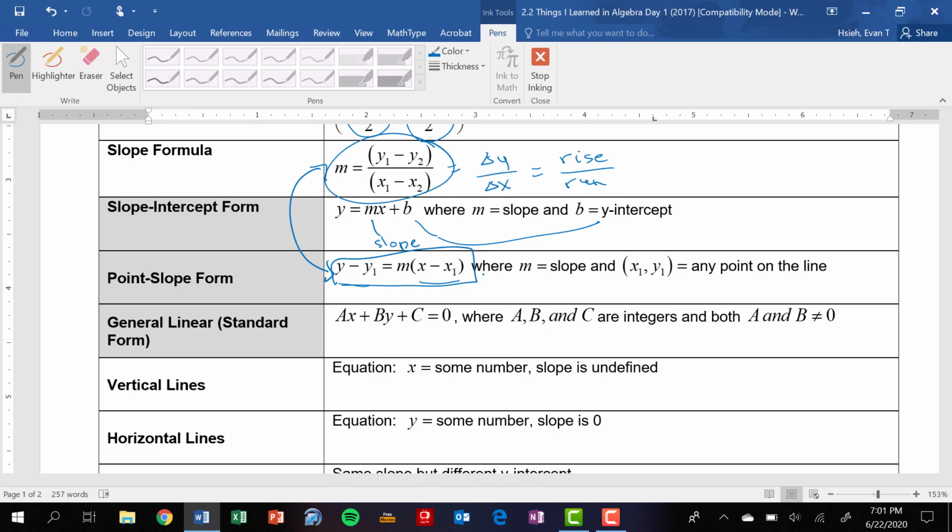General linear form is this guy right here. It's also in many books ax plus by equals c.